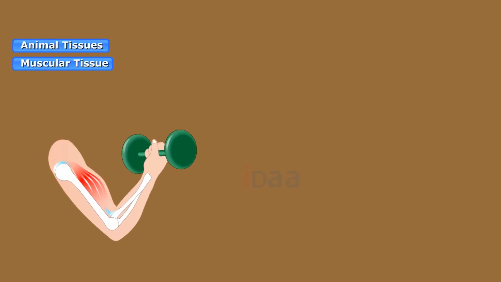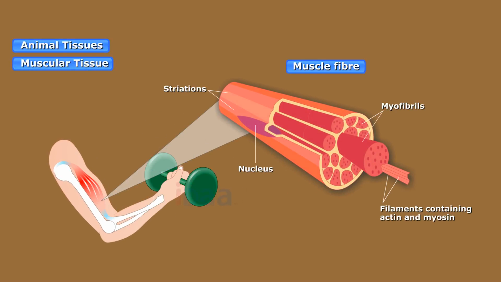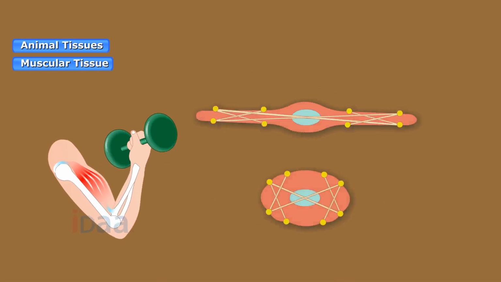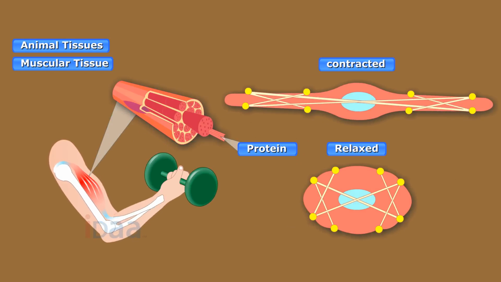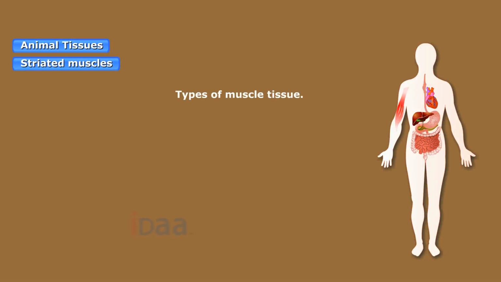Muscular tissue. Muscles of the body are made up of elongated muscle cells, also known as muscle fibers. The movement of the body is brought about by the contraction and relaxation of contractile protein present in muscle cells. Types of muscle tissue: striated muscle, unstriated muscle, cardiac muscle.